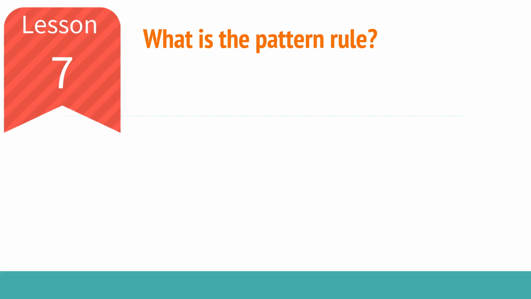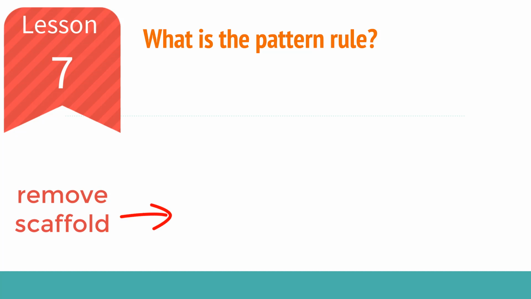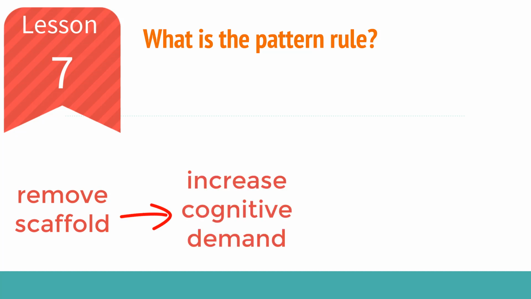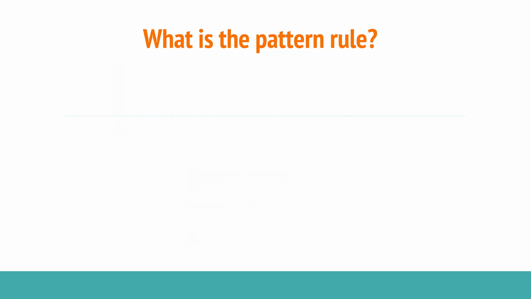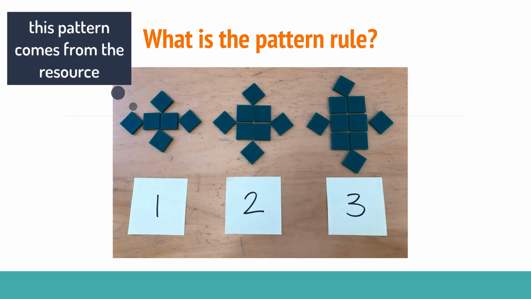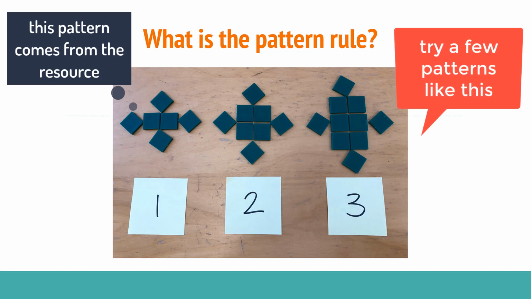Then we're going to move into lesson 7, where we're going to remove the scaffold of 2 colors. So we don't have a different color now for the constant and for the multiplier. And this is going to increase the cognitive demand of the tasks that we're going to do and help students build a deeper understanding of linear relations. We might show them a pattern like this using 1 color, but we still have a little bit of a scaffold where the tiles have a different orientation.